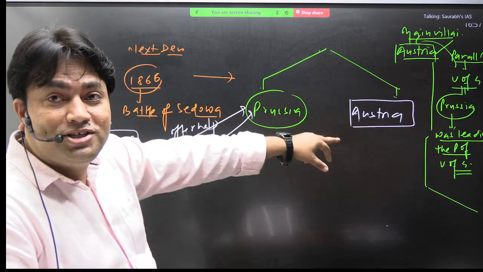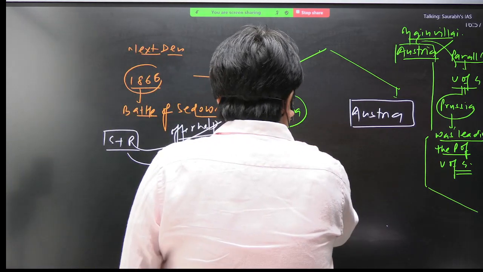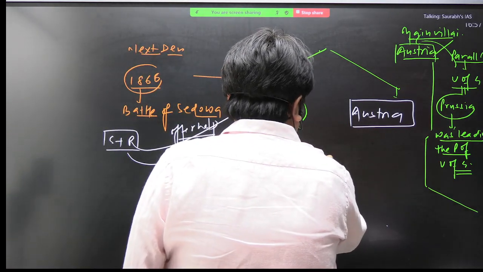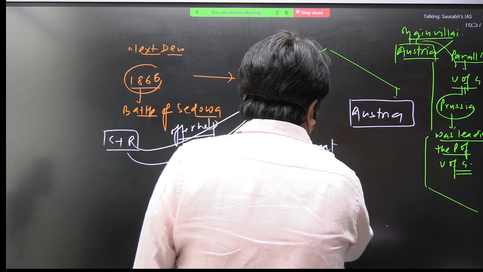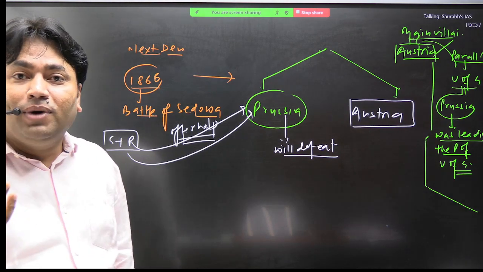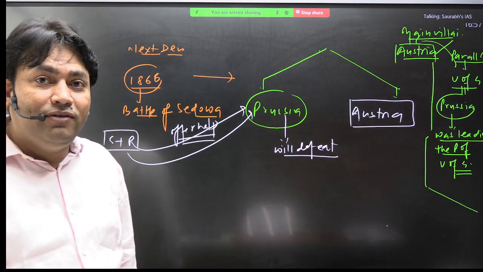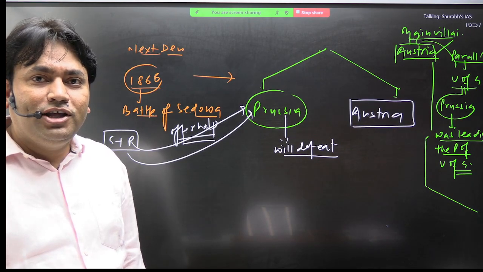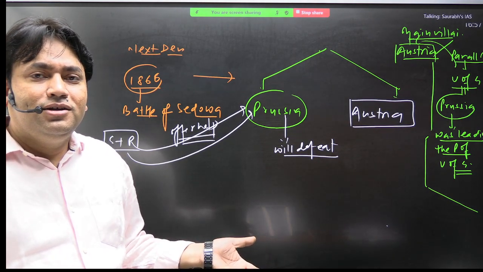प्रशा फाइटिंग विथ ऑस्ट्रिया. नाउ व्हाट प्रशा विल डू? प्रशा विल डिफीट ऑस्ट्रिया. प्रशा ऑस्ट्रिया को डिफीट करेगा एंड विल टेक लॉम्बार्ड, सॉरी, विनीशिया फ्रॉम ऑस्ट्रिया एंड विल गिफ्ट इट टू सार्डिनिया पीडमोंट. कितनी आसानी से मिल गया, ठीक है.